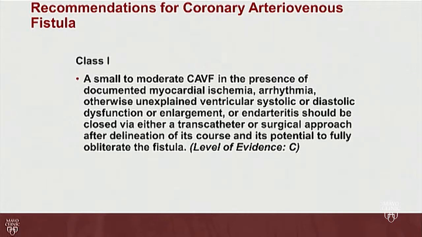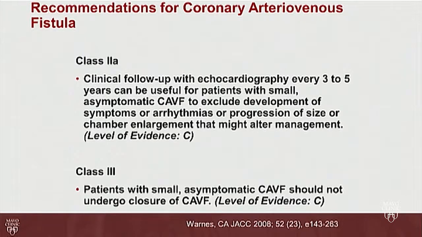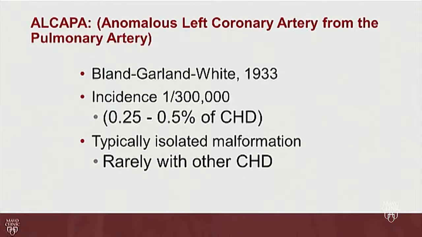And if it's a small or moderate fistula in the presence of documented ischemia, arrhythmias, or otherwise unexplained ventricular systolic or diastolic dysfunction or enlargement or endarteritis, it should be closed via a surgical or percutaneous route. Class 2A is just clinical follow-up with an echo and symptoms and ensuring that it's not getting symptomatic. And class 3 is with very small ones. They just should not undergo closure of the fistula.